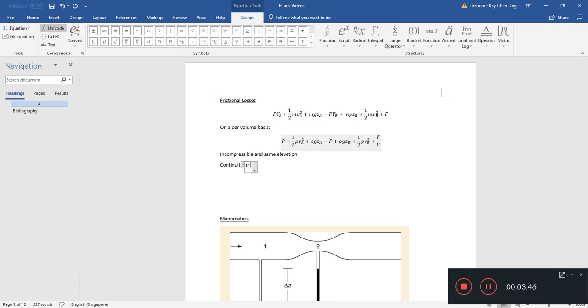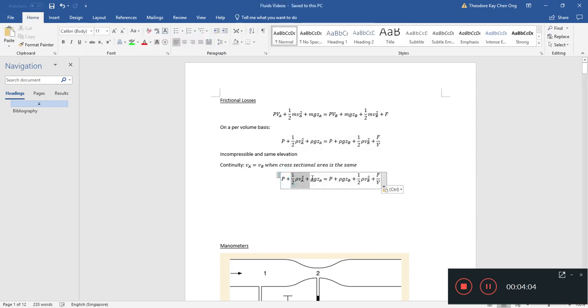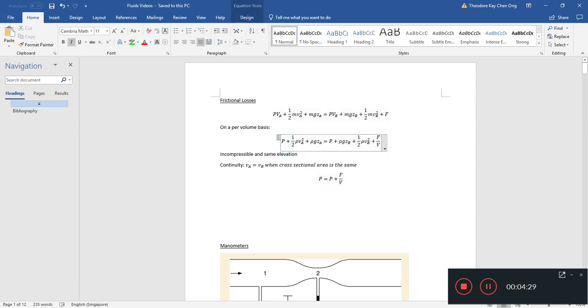means VA equals VB when the cross-sectional area is the same. So these two terms are going to disappear, and you're left with this, where you have the frictional force. The energy loss due to friction is just measured by the pressure difference between A and B: this should be PA, this should be PB.